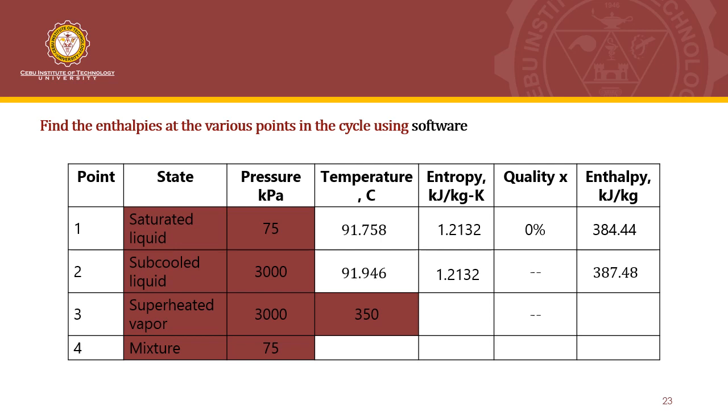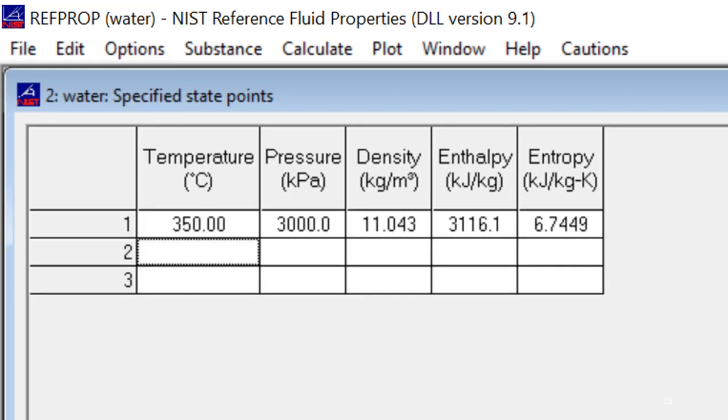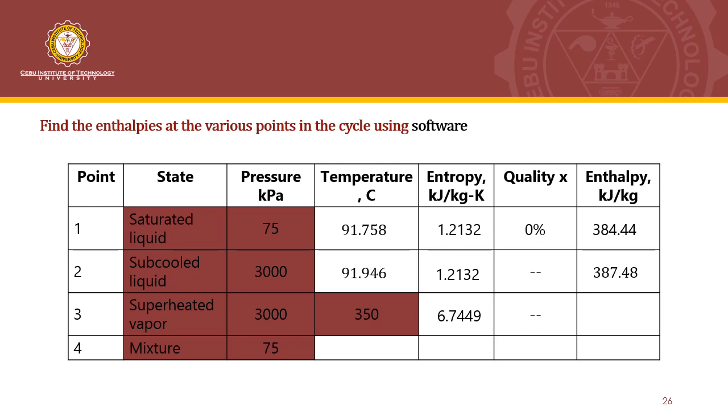Now we will proceed with point 3. Point 3 is superheated vapor, but the good thing about this is it has two properties already. We have the pressure and the temperature. So we will use the same way that we had a while ago. We will go to water specified state points and then just input the pressure and the temperature. Click enter, you can get the enthalpy and the entropy. Just copy these values in our tabulation table. So we have the enthalpy and the entropy.